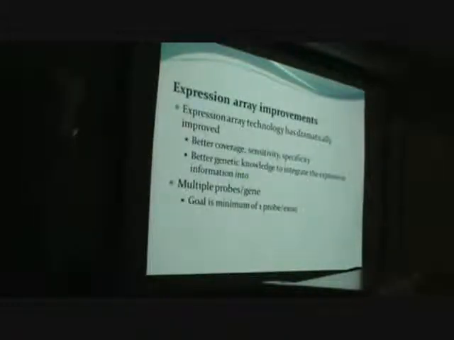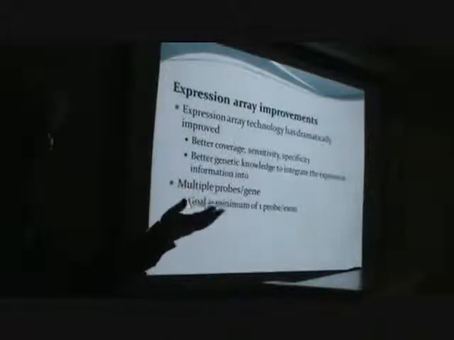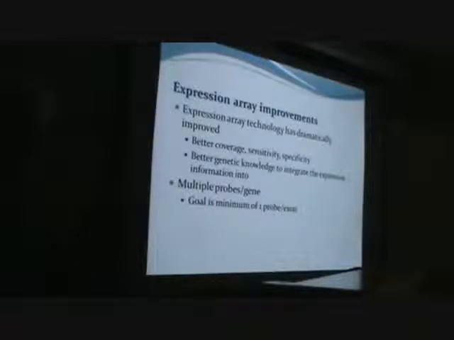So the expression array technology has been dramatically improved by the use of oligos. So it's a very similar kind of chip, except that it's looking specifically at transcribed regions. So we have better coverage, sensitivity, and specificity. We have much better basic knowledge, molecular genetic knowledge, on which we can integrate the expression information that we derive from these chips. So everything has progressed enormously in the last decade. The goal, at least the Affymetrix goal, is a minimum of 1 probe per exon. And if you'll remember that some of these kits involve the lincRNAs, so we're not even talking about only coding information.